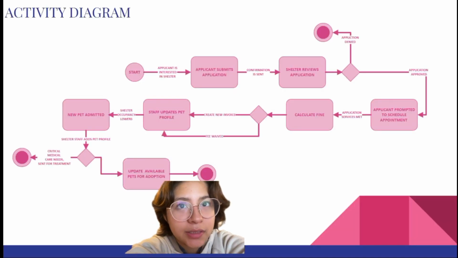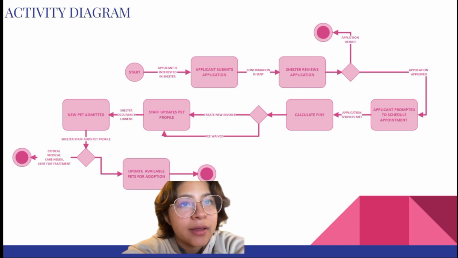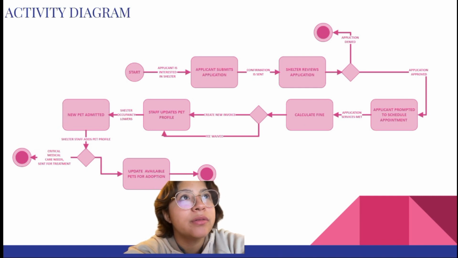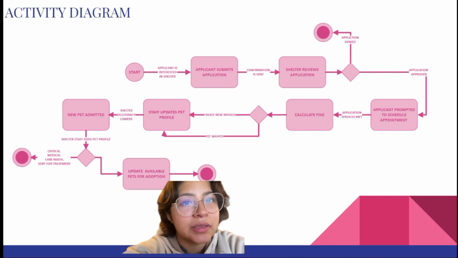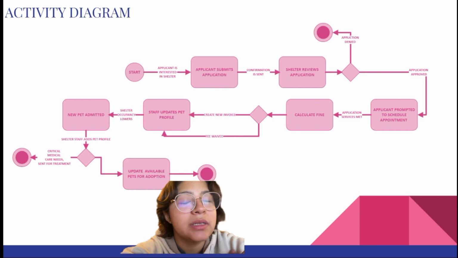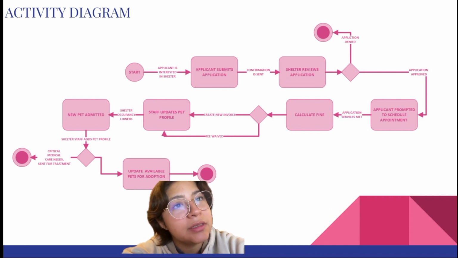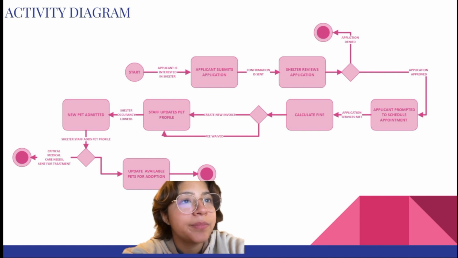Okay, so here is our activity diagram, and this one is similar to the sequence diagram, but the activity diagram is more of a flow chart of the way that the actions would occur, and the way that it'll interact with the system. So I have us starting off with, again, the applicant, and they express interest, and then they will submit their application. Their confirmation will be sent to the applicant.